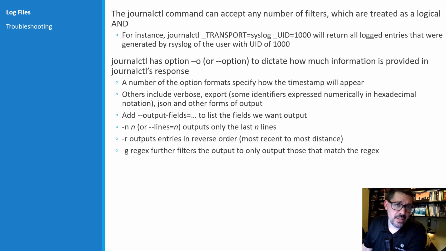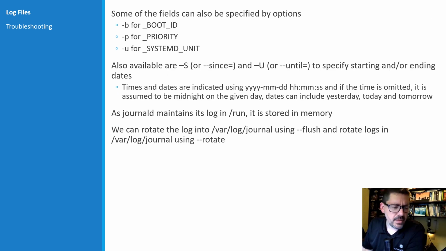So with straight log files, you might pipe them into grep to output certain patterns. But with journald, you can just pass the regex right in the command when you run it, and it'll do its filtering on its own for you. So it's all baked into journald. These are just some of the fields that can also be specified with some options.